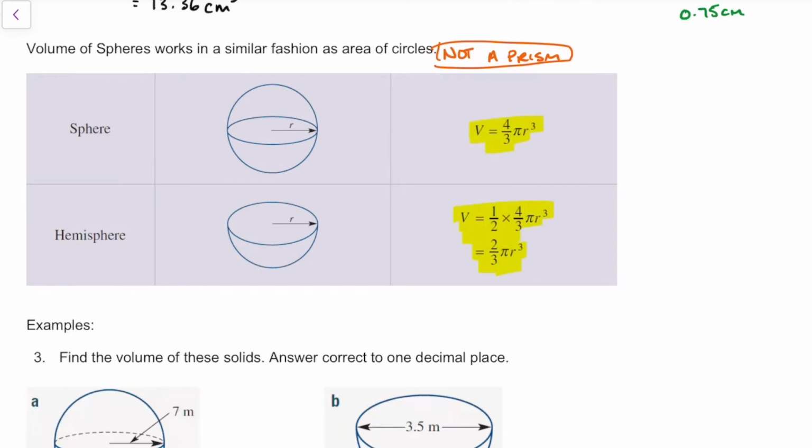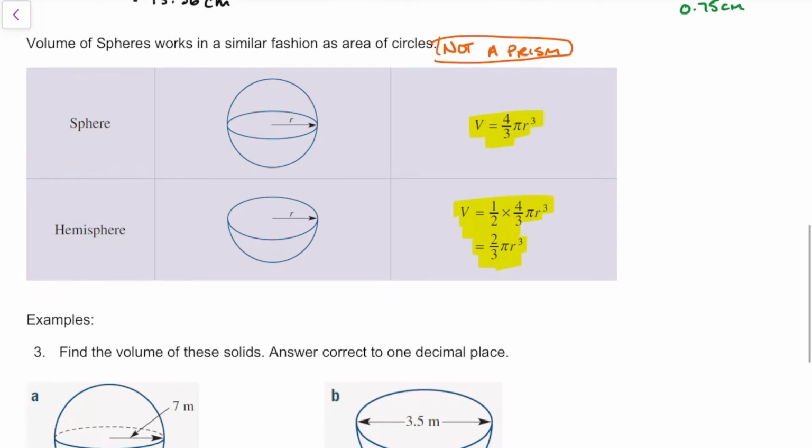Okay, so the sphere, obviously, is a whole bunch of those circular faces all bunched around, and that gives us 4/3 pi r cubed. Cubed obviously being because it is a 3-dimensional shape. And the hemisphere, well, that is a half of that 4/3 pi r cubed, which is 2/3 pi r cubed. Let's get stuck into the questions for this one.